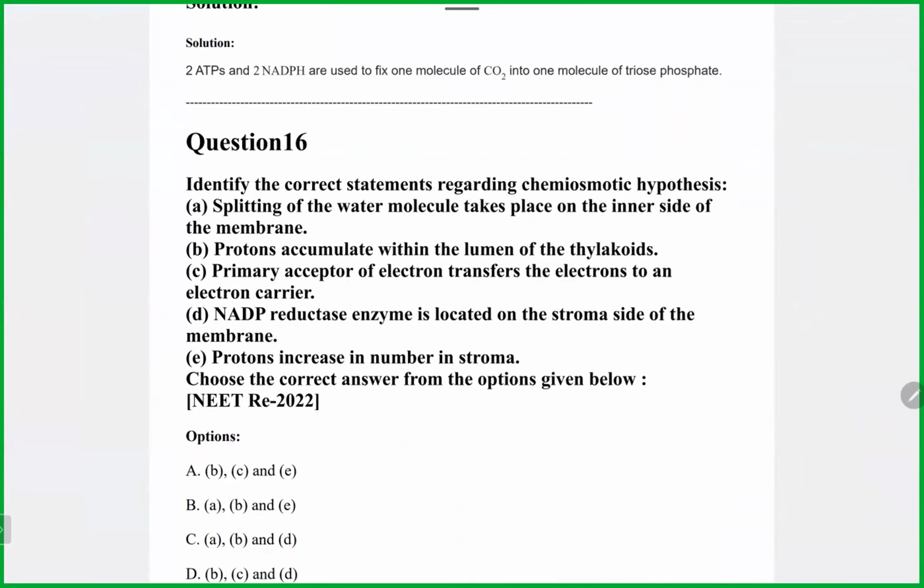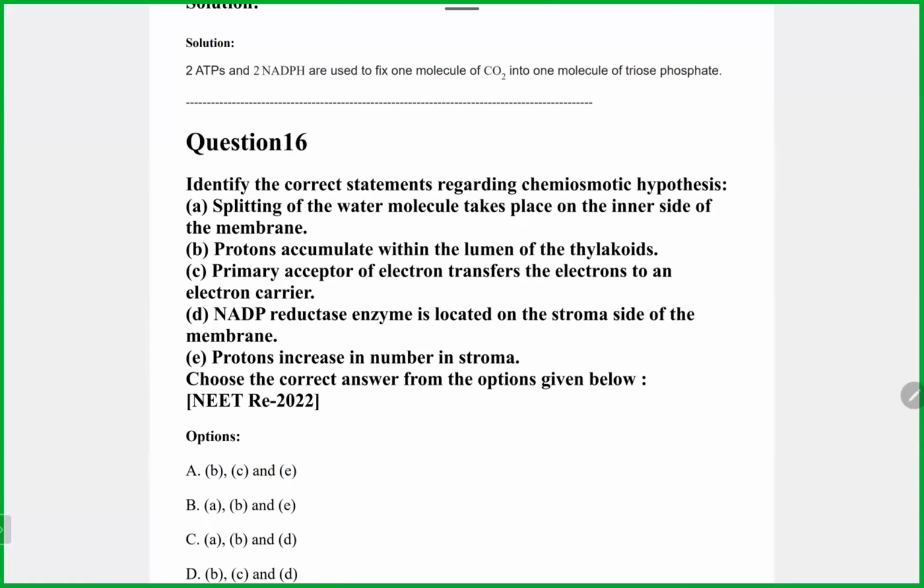Tanvi. So first one is correct. Second one is also correct. Third one. Let me tell you the third one.